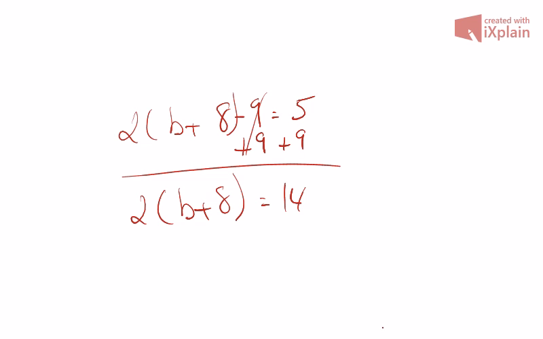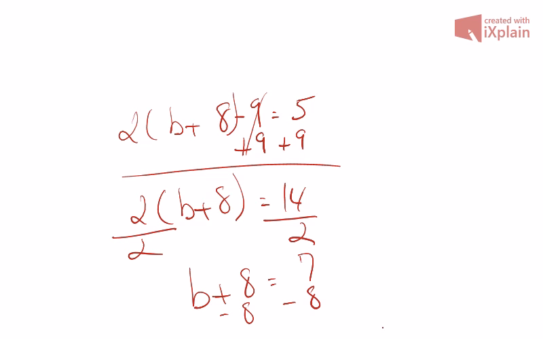And now, since you're multiplying 2 by what's in the parentheses, to get rid of it, you have to divide. So you'd have to divide both sides by 2, and you would be left with b plus 8, and then 14 divided by 2 would be 7. And then basically you would just subtract 8 to isolate the variable, and the final answer would be b equals -1, because 7 subtracted by 8 would be -1, because 8 is larger than 7. And that would basically be it.